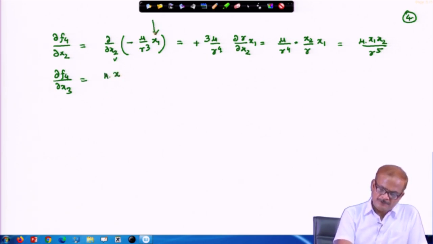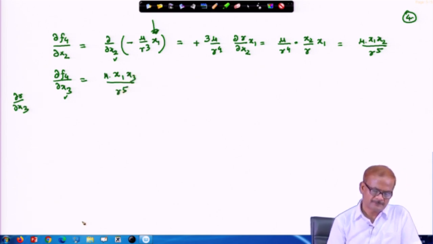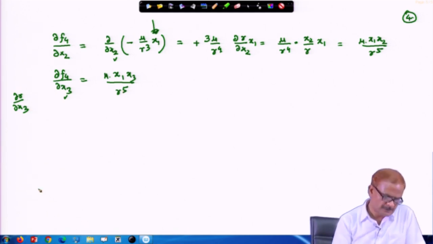In the same way, you will have ∂f4/∂x3 equal to mu times f4, naturally it contains x1. So, x1 will appear here and because of this x3 and differentiation of r with respect to x3, we get here term x3 r to the power 5. This way we will be able to complete all the terms.